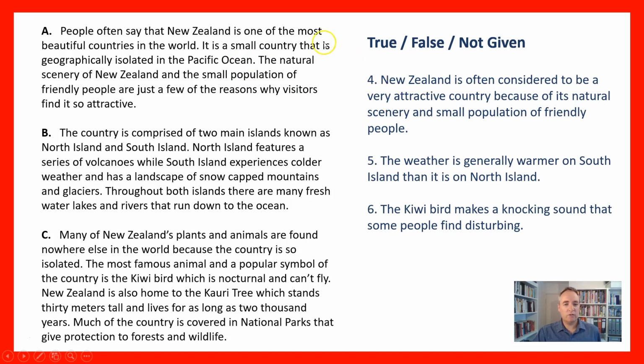Very attractive country, one of the most beautiful countries. Okay, that's a match, that's a synonym match, because of its natural scenery. Natural scenery of New Zealand, yes. Why it's so attractive. Natural scenery, small population of friendly people. Small population of friendly. It's very, very similar. There's no contradiction. There's no negative. If there was a not in there, or do not, or something like that, you might think it's a false. But because it's a positive sentence, and this is a bit of positive information as well, then that is a match. I would say that's true.